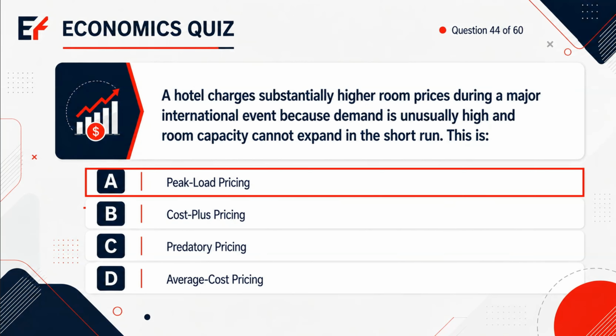Option B is incorrect because cost-plus pricing sets a price by adding a markup to cost. Option C is incorrect because predatory pricing involves setting very low prices to weaken competitors. Option D is incorrect because average cost pricing sets prices in relation to the average cost of providing the service.